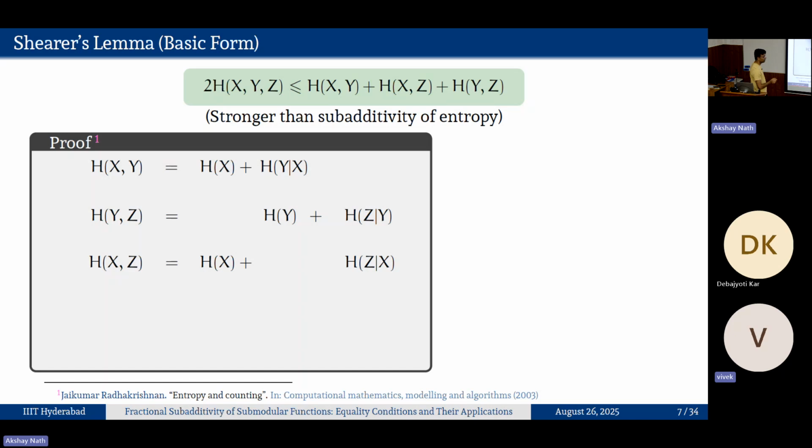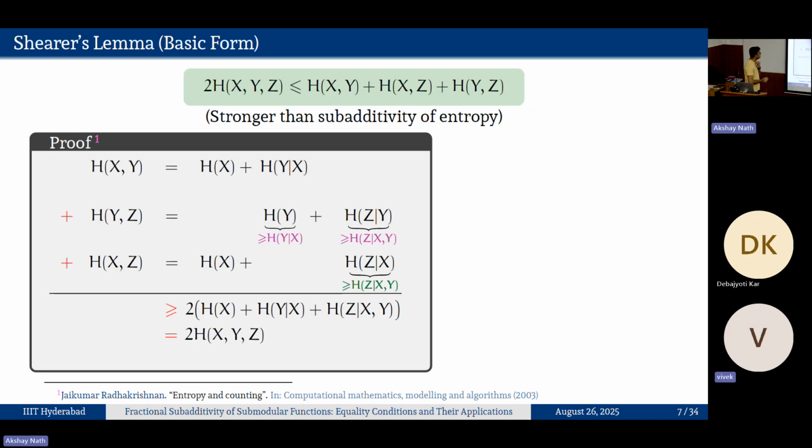For the first term on the right-hand side, I'm just going to use the chain rule and open it up. The second and third terms use the same thing. Now I use the fact that conditioning reduces entropy, and I can use the same thing here and here. So I have 2 times h of x, 2 times h of y given x, and 2 times h of z given x, y. I write this up, and as it turns out, this is actually equal to h of x y z.